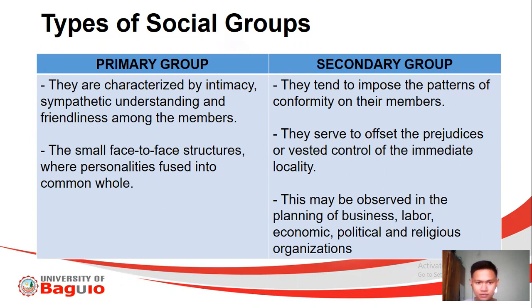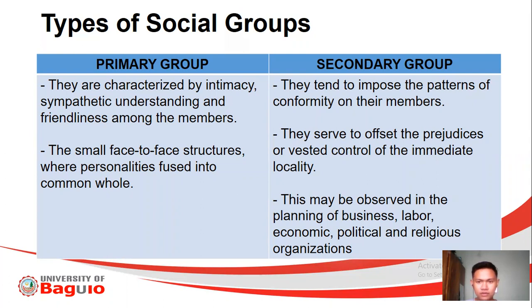Okay. So first one is the primary group. When you say primary group, they are characterized by intimacy, sympathetic understanding, and friendliness among the members. Together with the second definition, a primary group is also known as the small face-to-face structures where personalities fuse into a common whole. The main keyword here when you say primary group is intimacy.